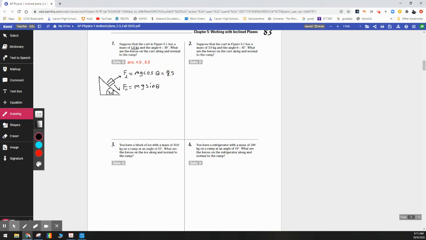is our answer here. And this is going to be the parallel component, which is mg sine of theta. So 1 times 9.8 times the sine of 30 degrees is going to be 4.9. This is 4.9. And so you can pause the video here because you guys are going to answer questions 2, 3, and 4.